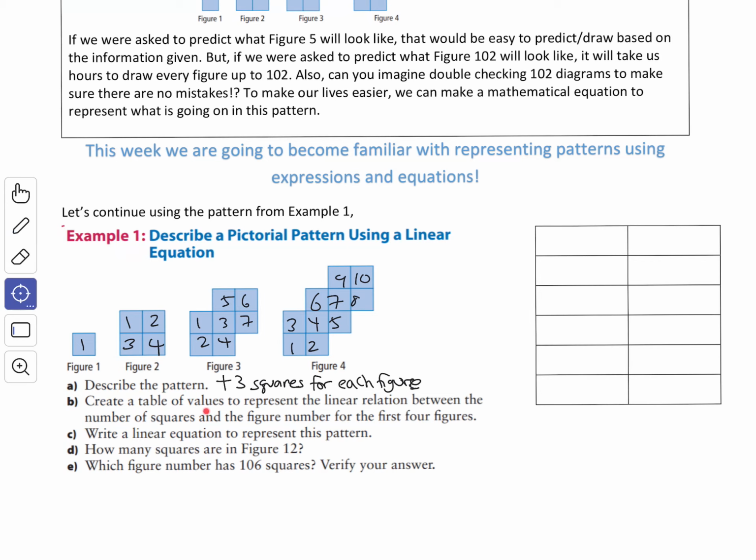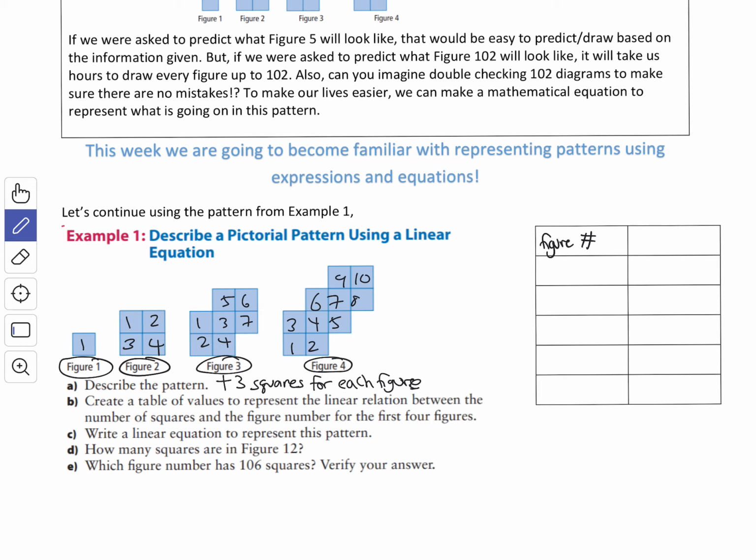Right, and then it's asking us to create a table of values to represent the linear relation. Linear relation means that the figure number and the number of squares are directly related, between the number of squares and the figure number for the first 4 figures. So the two things that they want us to compare are the number of squares and the figure number. So in my table, I'm going to go figure number right here.